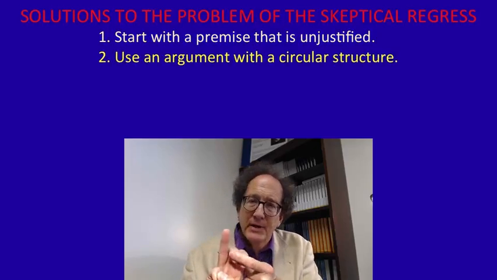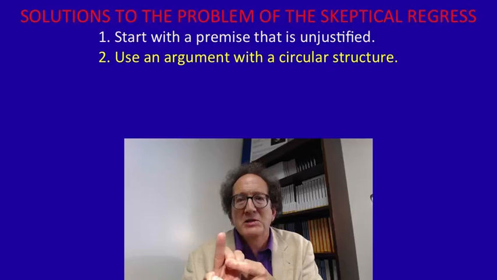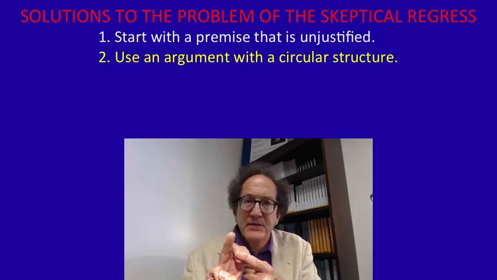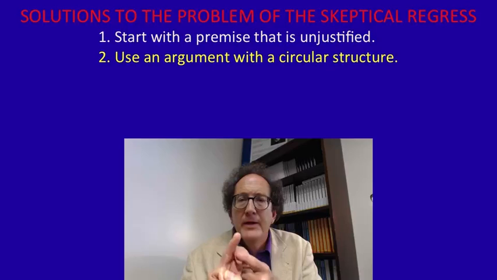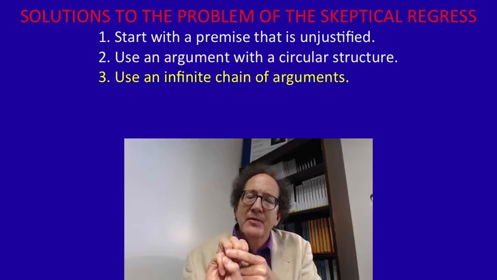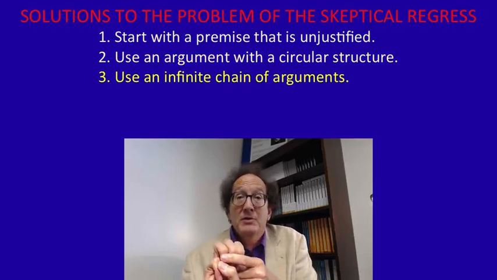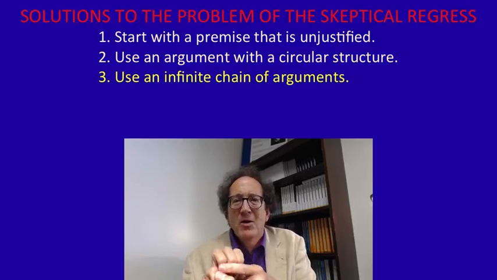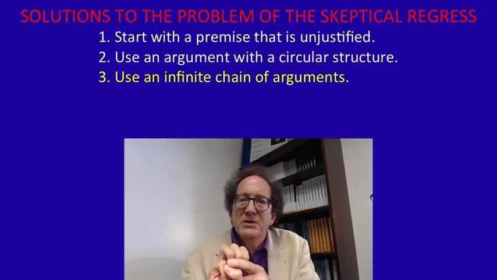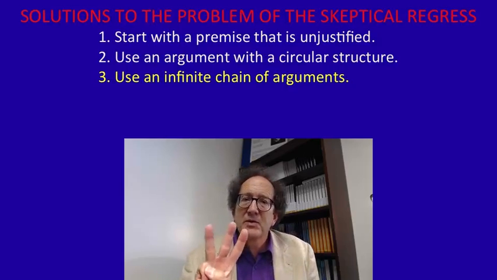The second possibility is to have a structure where the arguments move in a circle. One claim is justified by another, which is justified by another, which is justified by the first claim. And they just move in a circle. The third possibility is that the chain of arguments goes back infinitely. It never stops. Every claim has an argument to back it up, and there's no end, so you never have a premise which doesn't have an argument to back it up, because it's infinite. Those seem to be the three main options here to avoid the skeptical regress.